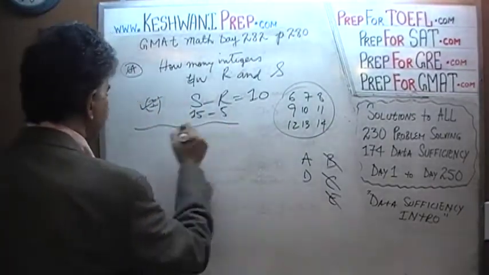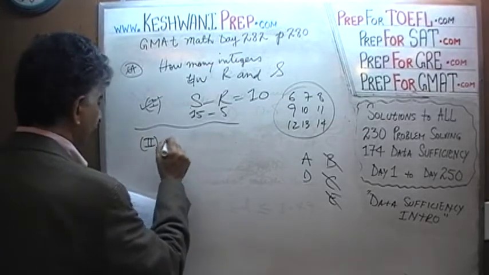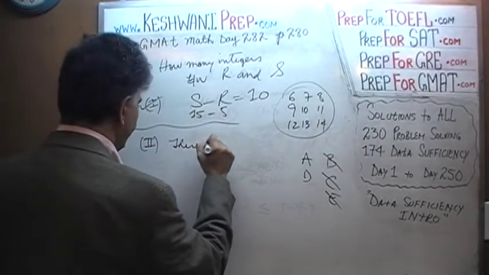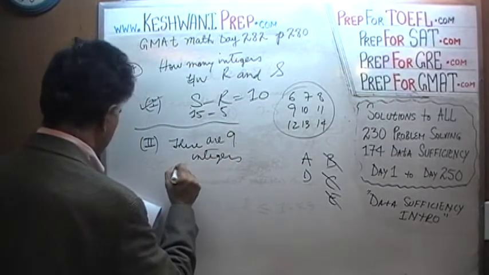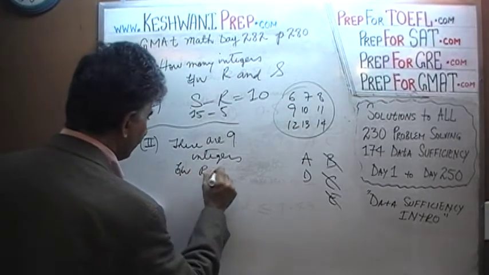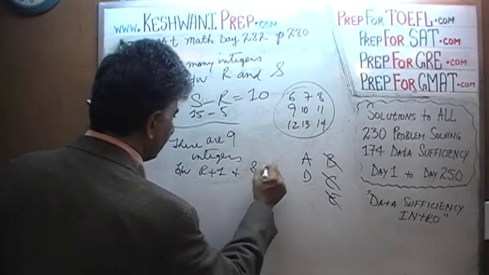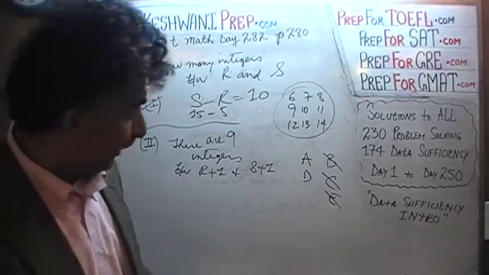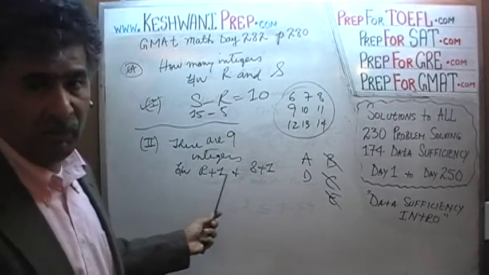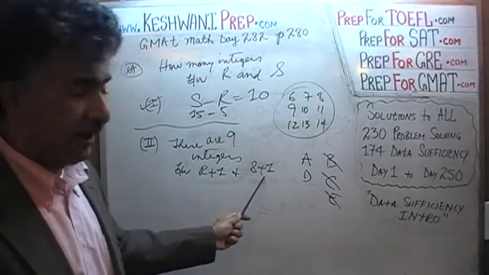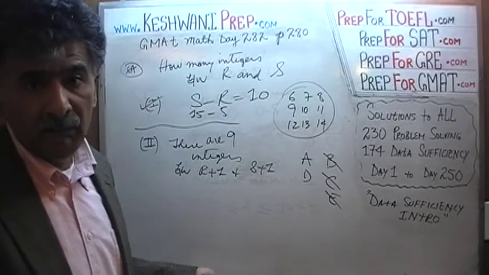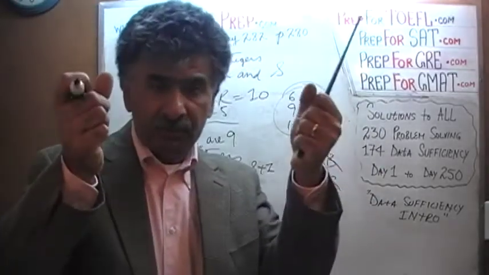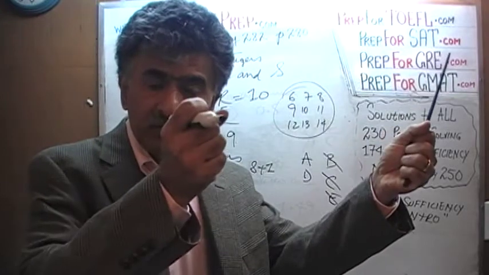The second statement tells us that there are 9 integers between r plus 1 and s plus 1. What the hell? It's the exact same information, of course. If we know how many integers there are between r plus 1 and s plus 1, then the number of integers that lie between r and s can be the exact same number. Obviously, because you're simply picking up the series and shifting it by 1 unit to the right.